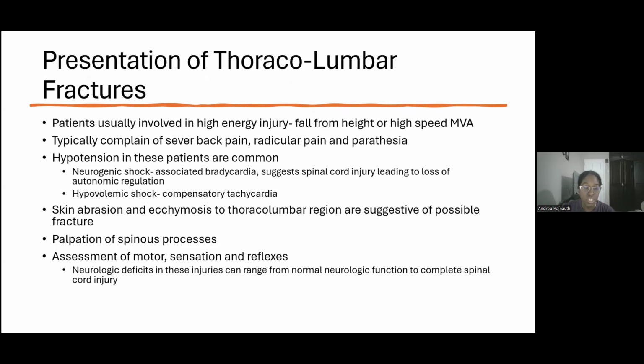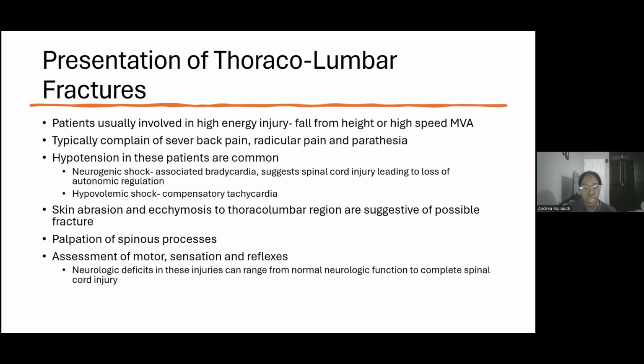So, presentation of thoraco-lumbar fracture. These patients are usually involved in a high energy injury, be it a fall from a height or a high speed motor vehicle accident. Typically, they complain of severe back pain, radicular pain, or paresthesia. Right? These patients may also present with hypotension, right? This may be due to neurogenic shock with associated bradycardia, which suggests a spinal cord injury, or it may be due to hypovolemic shock with a compensatory tachycardia.